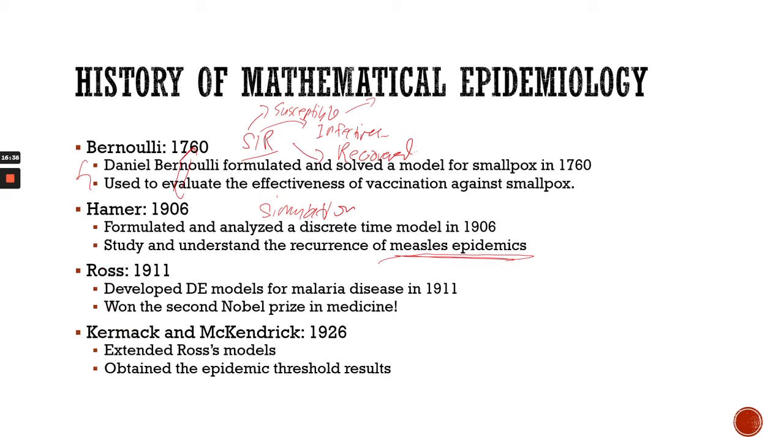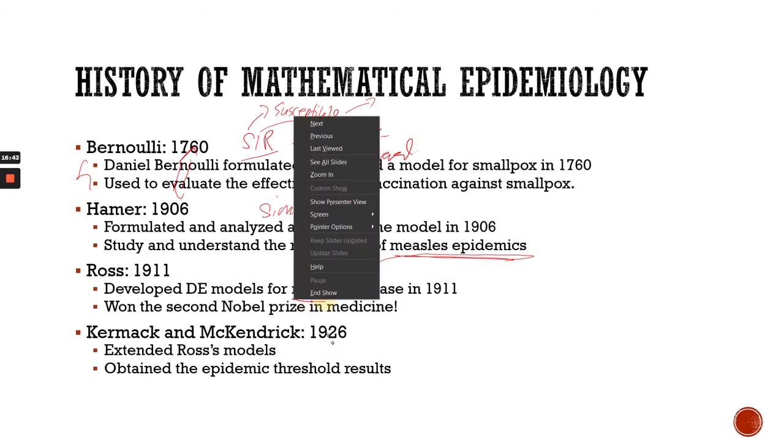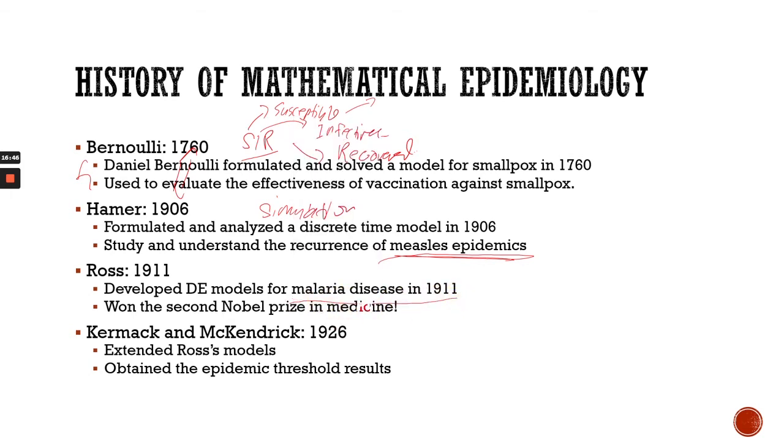And then, in 1911, Ross developed the differential equation models for malaria. Well, malaria is also one infectious disease. Okay? And actually, in his work, he won the second Nobel Prize in Medicine. Amazing. And Kermack and McKendrick later in 1926 extended the Ross models and obtained the epidemic threshold results. So, na mga threshold na yung mga important result kaya yung nakuhaan. Okay?